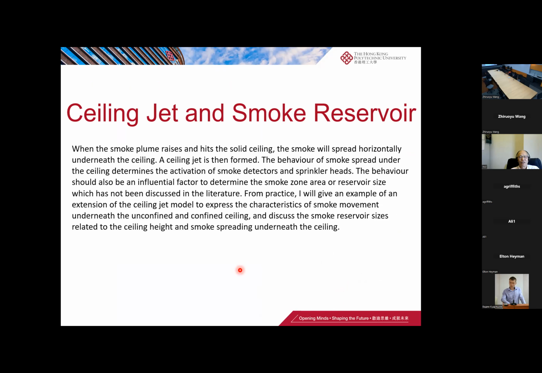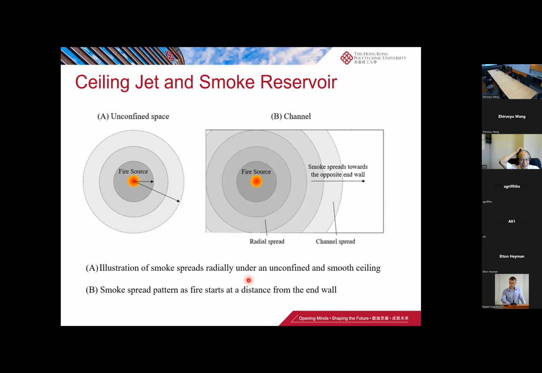Now we go to the ceiling jet and the smoke reservoir. For smoke spread underneath the ceiling, we have different situations, like an unconfined ceiling: a flat ceiling with no restrictions, where the plume rises up and hits the flat ceiling. Ideally, smoke will spread circularly underneath the ceiling space if the smoke reservoir is unconfined or there is no smoke reservoir.